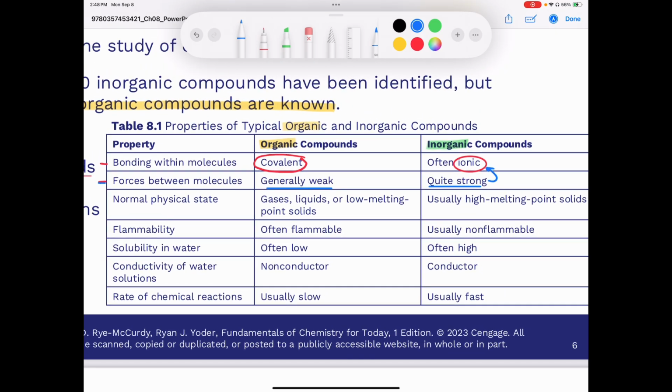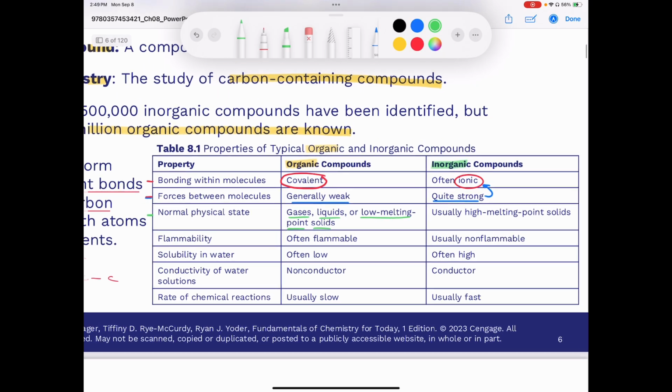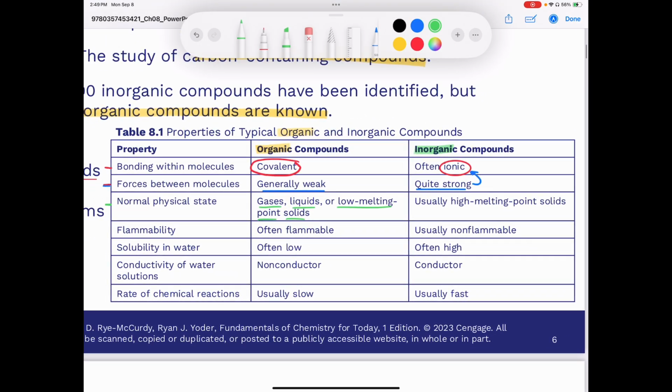Normal physical state, when you're talking about organic compounds, they're usually gases or liquids or solids that have low melting points, whereas inorganic compounds usually have very high melting points. Okay, if you think about something like table salt, it melts at a very high temperature. When it comes to flammability, gasoline is an organic compound, and that has a very high flammability. Whereas if you have something like calcium bromide, which is an inorganic compound, it's pretty much non-flammable. Solubility in water, and again, this is generally speaking.